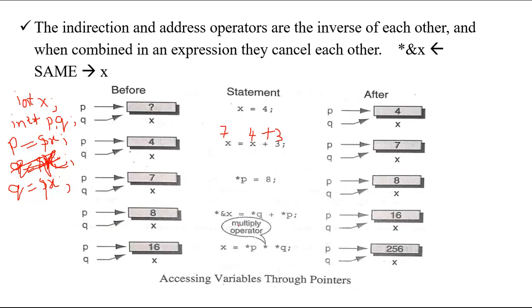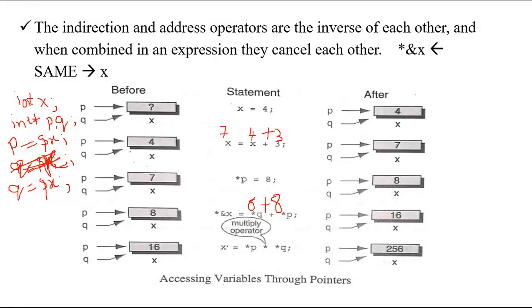So what is that x? Into that x, what I am doing? Star Q plus star P. Star Q is nothing but Q is holding address of x. Address of x indirection, you will get 8 over here, because as you can see, address of x is holding 8. So 8 you will get. Same thing, star P. P is nothing but address of x. You are applying indirection on address of x. You will get value of x, that is 8. 8 plus 8, 16. So x will get 16.